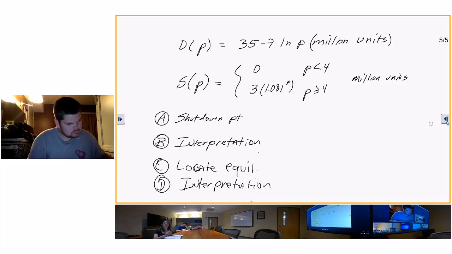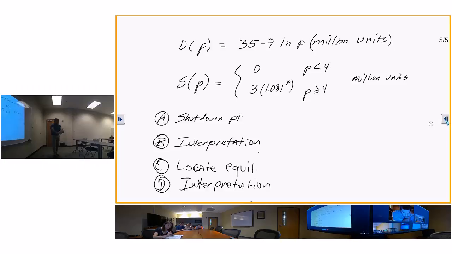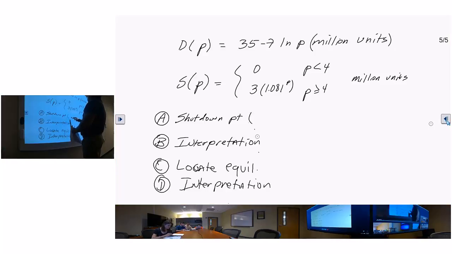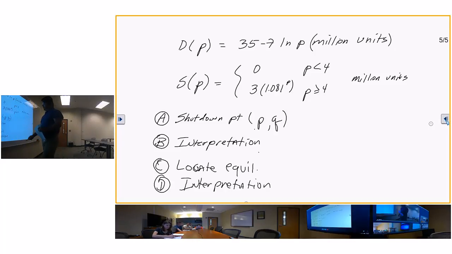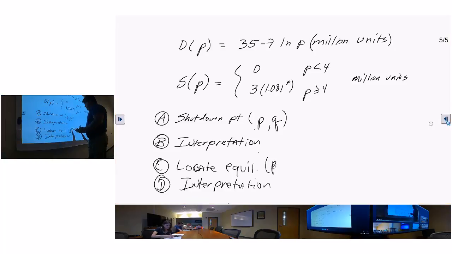So the first part is simple. You just plug in, you've got to have an X and a Y. On the shutdown point, I'm sorry, they want P and Q. And I guess they want that on the equilibrium also, because on the equilibrium it is P star and Q star.